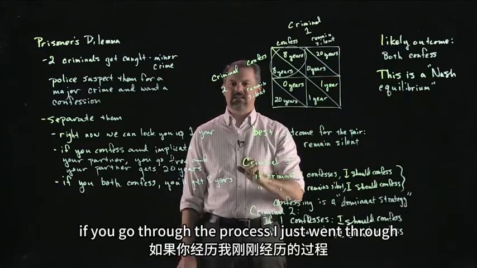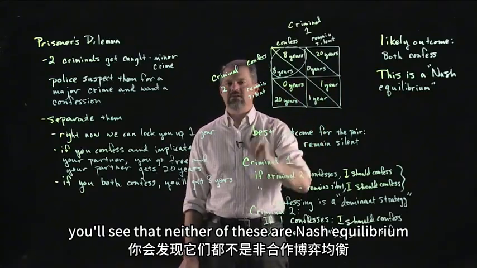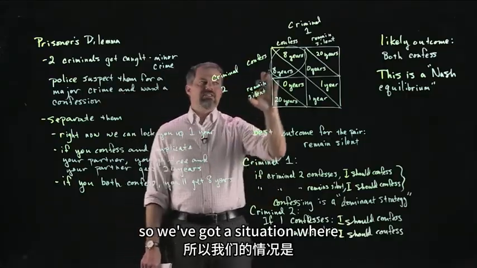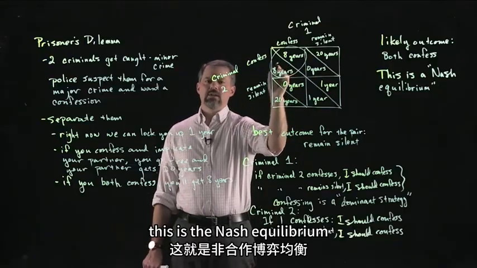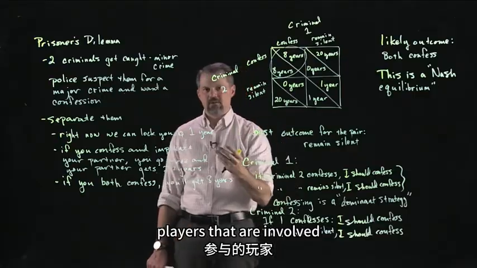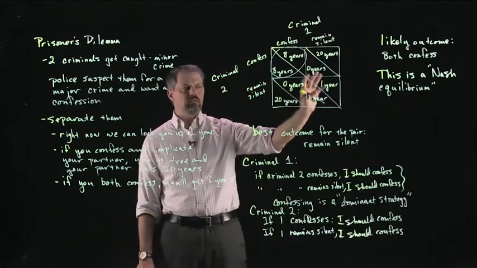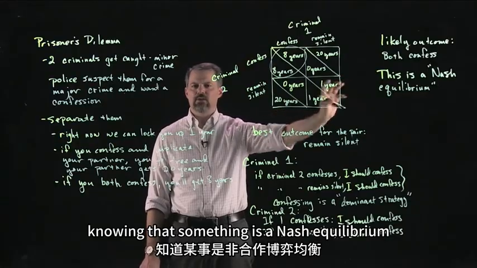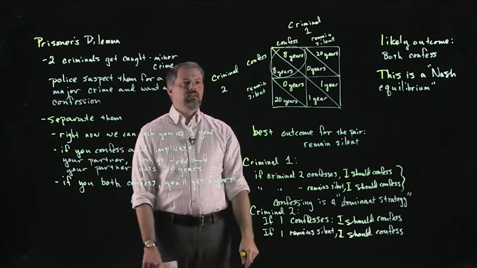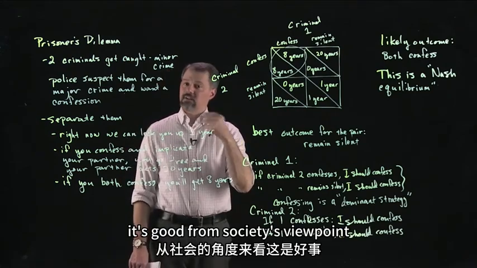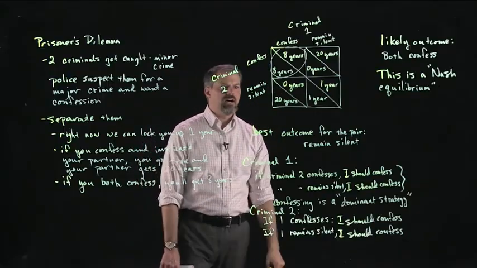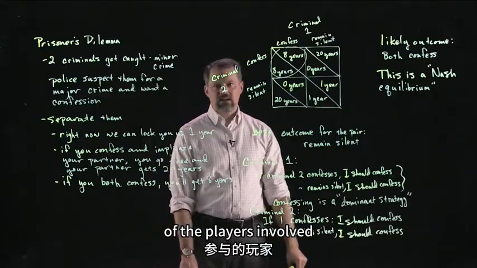If you go through the process I just went through, you'll see that neither of these are Nash equilibria either. So we've got a situation where this is the Nash equilibrium, though it's not a good outcome for the players that are involved. Okay, so knowing that something is a Nash equilibrium doesn't mean it's necessarily a good outcome. It's good from society's viewpoint. It depends on the viewpoint you're taking, but it's not good from the viewpoint of the players involved.